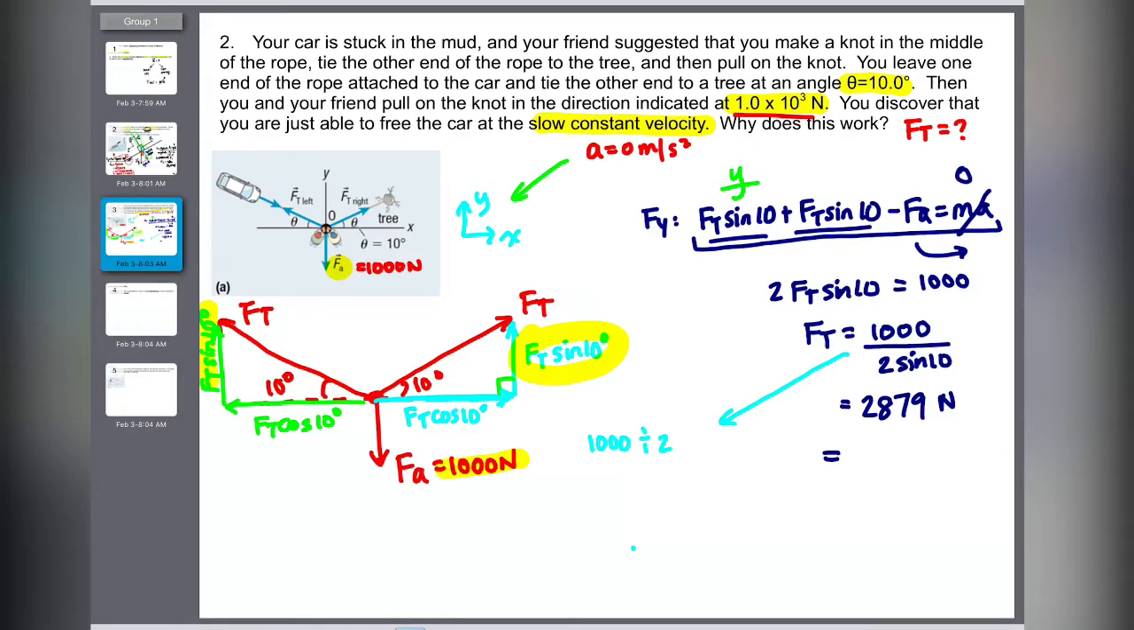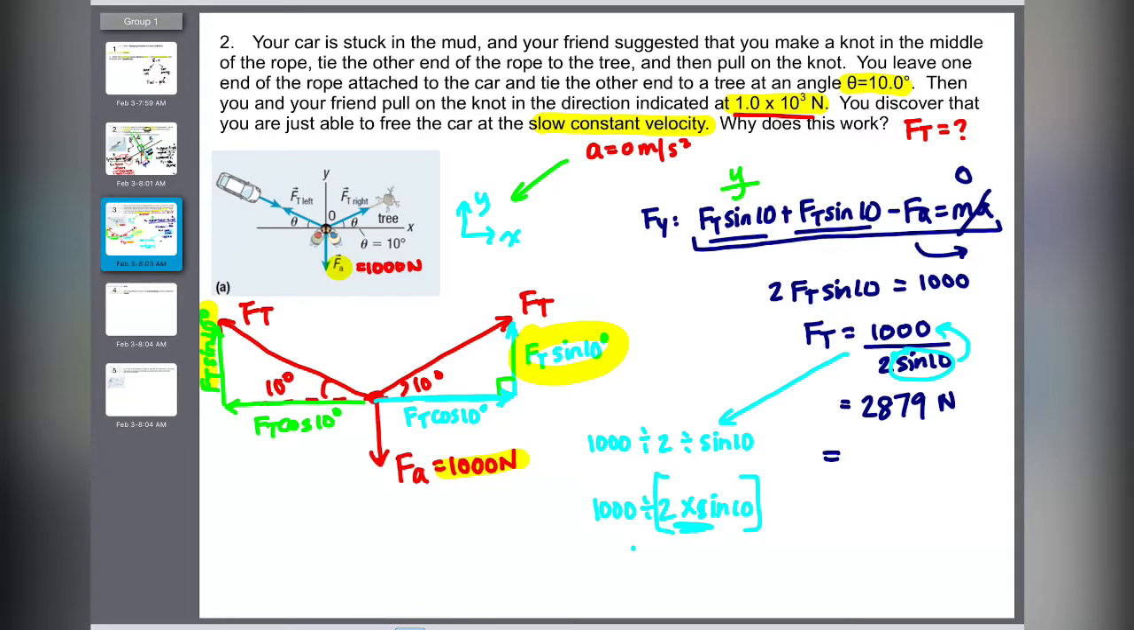So to punch it in the calculator, you go 1000 divided by 2 divided by sine 10. Some people would look at the right here and say that that's a multiply, and they would go 1000 divided by 2 times the sine of 10. If you are doing this times, what you've done is you've moved this up to the top.